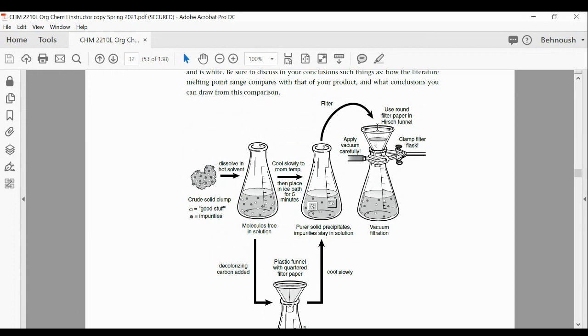Then you're going to wash this with cold solvent. Why does the solvent that you're washing with need to be cold?